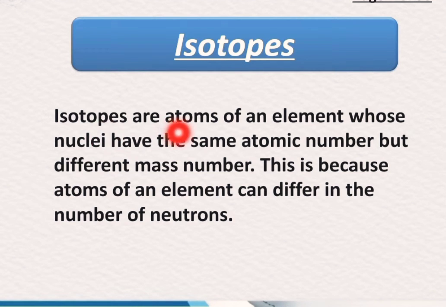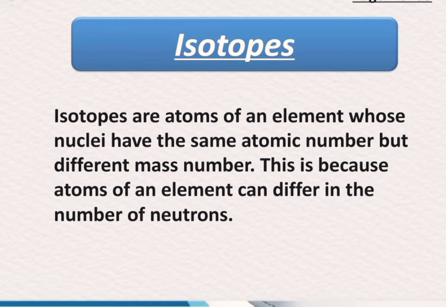Isotopes are atoms of an element whose nuclei have the same atomic number but different mass number. Once again, isotopes are the atoms of an element whose nuclei have same atomic number but different mass number. Why? This is because atoms of an element can differ in the number of neutrons.